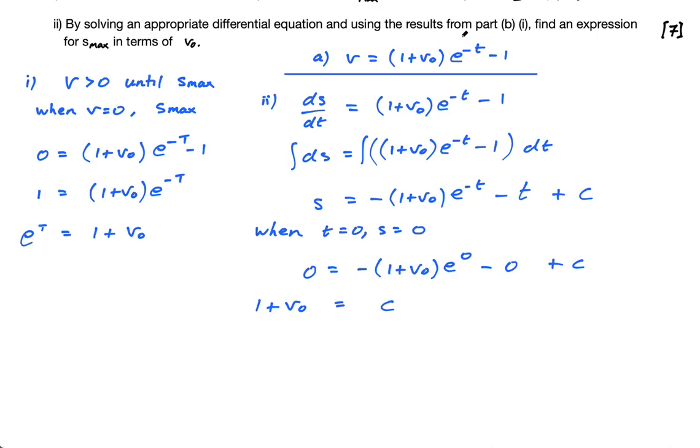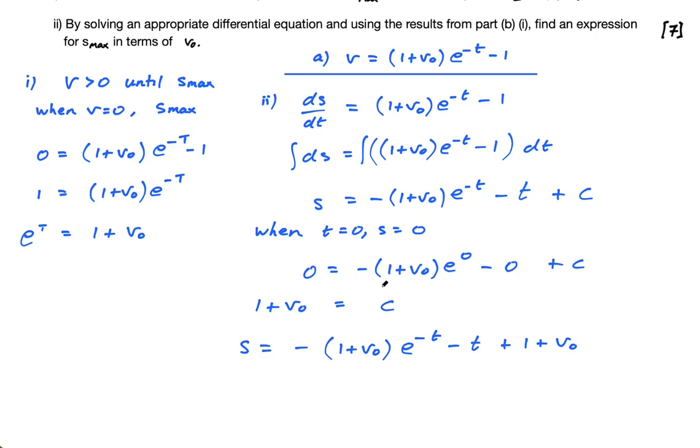Okay, so we're trying to find an appropriate expression for S max. So let's write out what S is. S is equal to minus (1 plus v0) e to the negative t minus t, that's this, I'm just writing out this, plus, but instead of c, I'm going to say plus (1 plus v0).